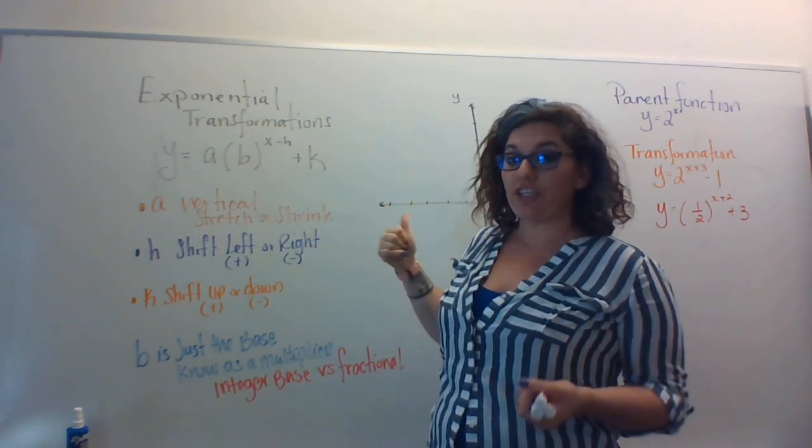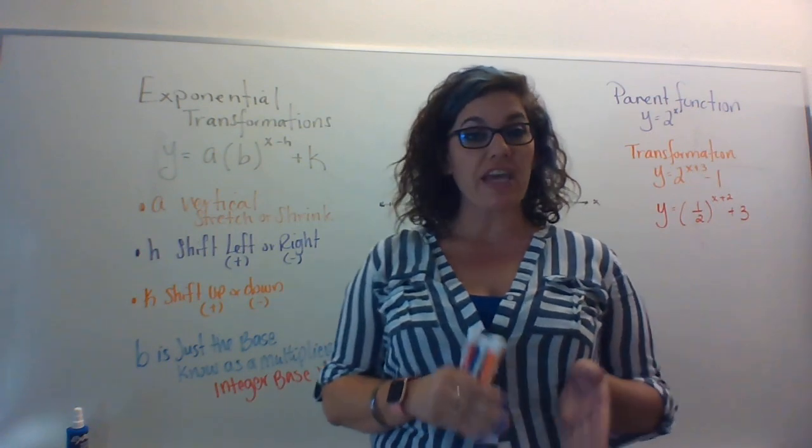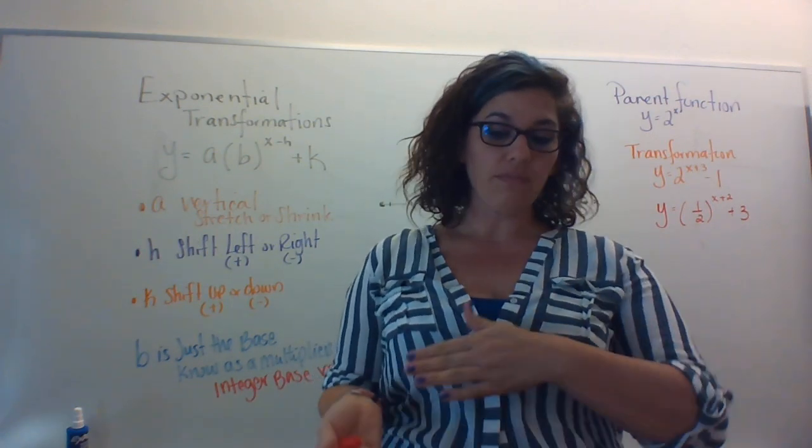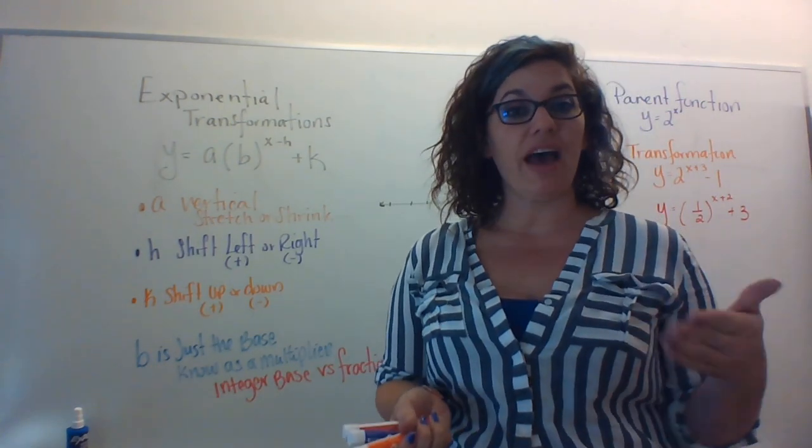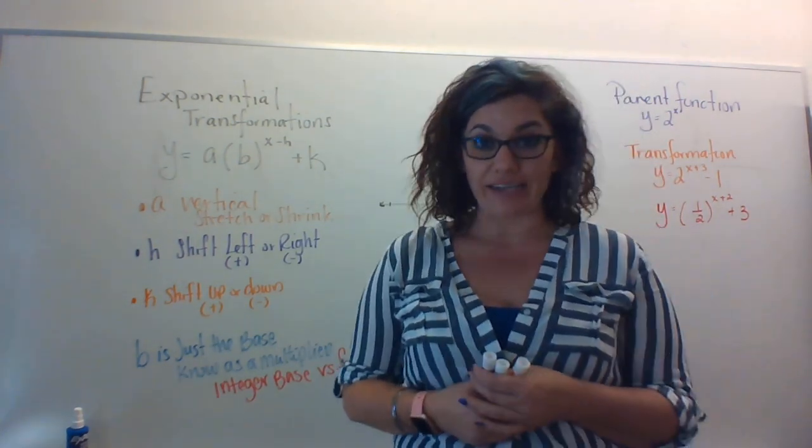So we still have vertical stretches and shrinks. We have a stretch if the a is greater than 1. We have a shrink if it's a fraction less than 1. If it's negative, we still have the reflection over the x-axis.